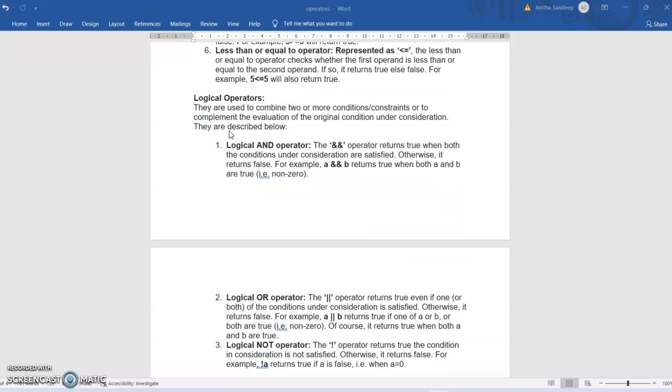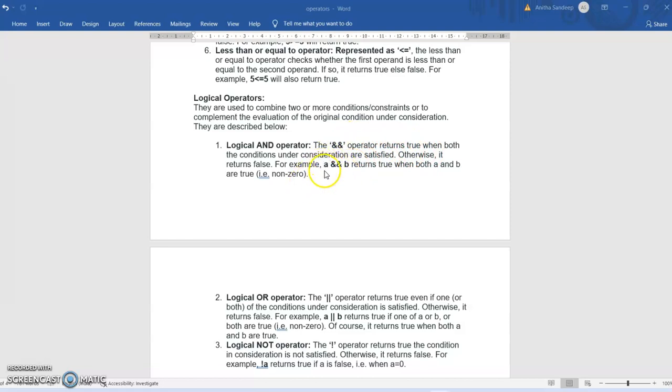These logical operators are used to combine two or more conditions or to complement the evaluation of the original condition under consideration. So the first one is the logical AND. It is represented by two AND symbols. Here it first evaluates the left hand side expression.